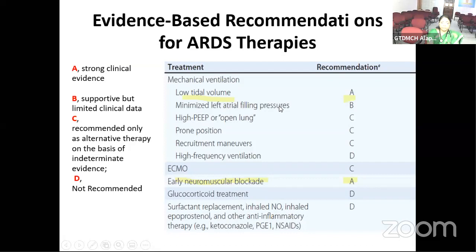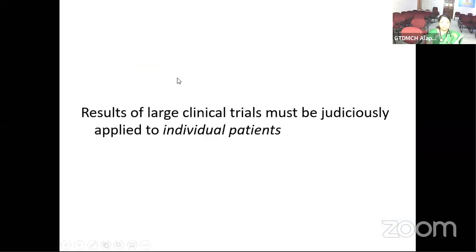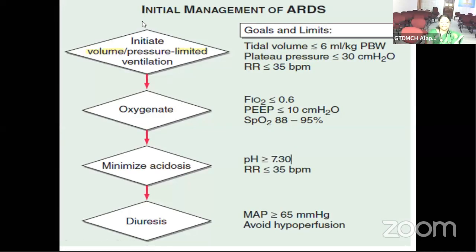Even the fluid therapy, minimized left atrial filling pressure, has only a B level recommendation. So A level recommendation is for low tidal volume. That must be kept in mind. Prone position and recruitment maneuvers all have C level evidence. That means recommended only as an alternative therapy. Okay. So A level is low tidal volume ventilation. Results of large clinical trials must be judiciously applied to individual patients.